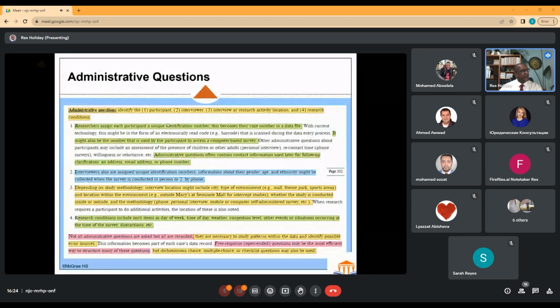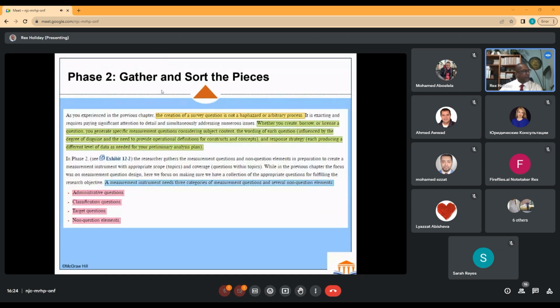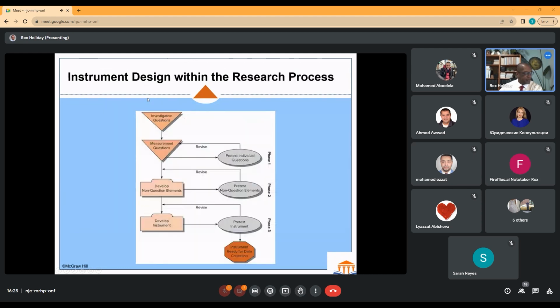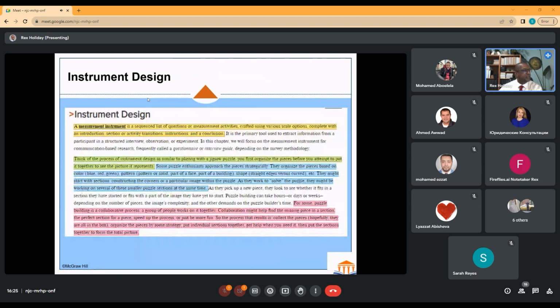Okay, then let's go ahead and go back a little bit here since you weren't seeing the presentation. I went through this gather and sort the pieces, and we went through the analogy of playing with the jigsaw puzzle and how each piece is important and different people approach the process differently.